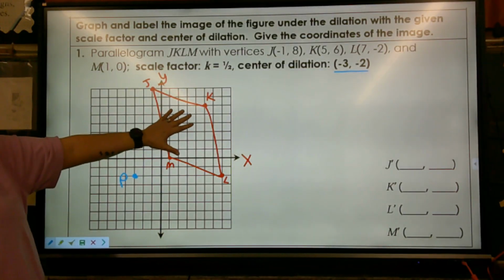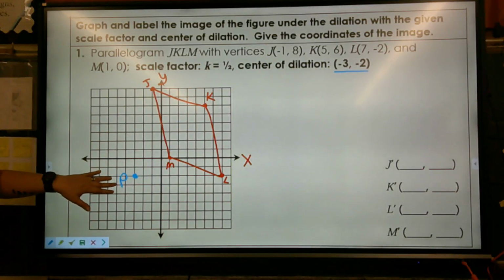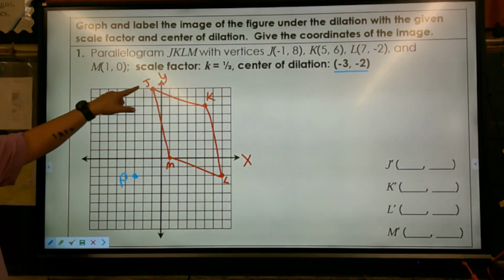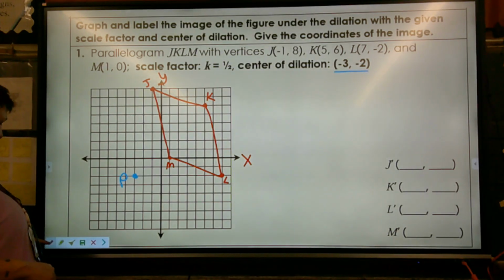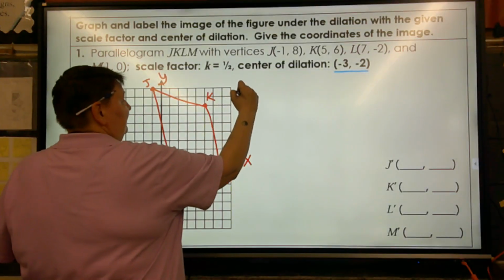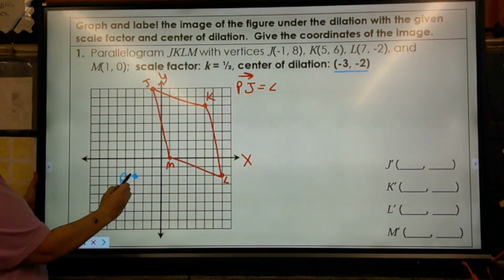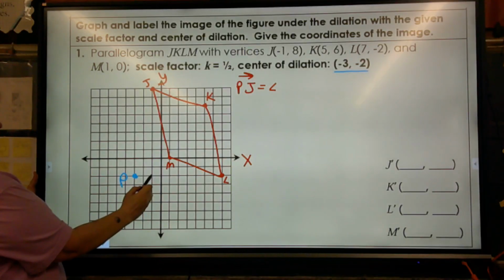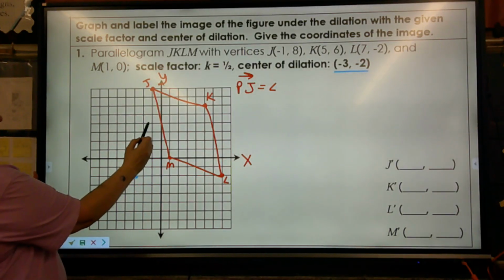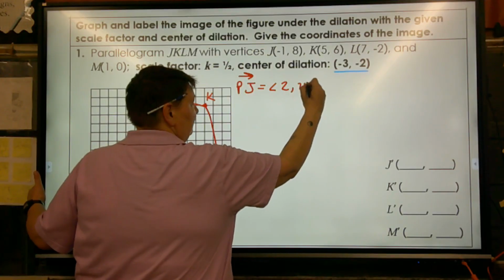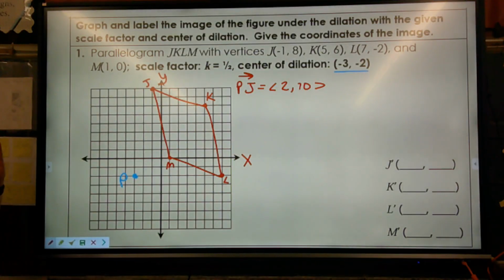So we have our pre-image graphed and labeled. We have our center of dilation graphed and labeled. Step 3 was determine our vectors from the center of dilation to our points. Right? So from P to J, I had to go right 2 and up 1, 2, 3, 4, 5, 6, 7, 8, 9, 10. Right 2, up 10. Make sure you're using your vector brackets.